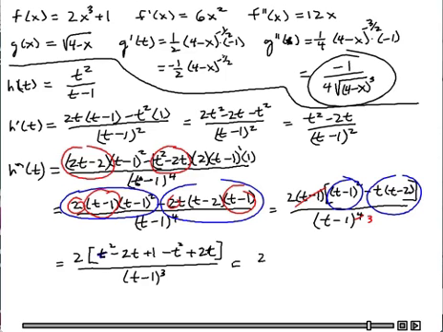So I have 2 times, let's see, the t squared cancel each other, the minus 2t and the 2t. So I just have 2 times 1 over (t minus 1) cubed, or 2 over (t minus 1) cubed. And that's my answer.